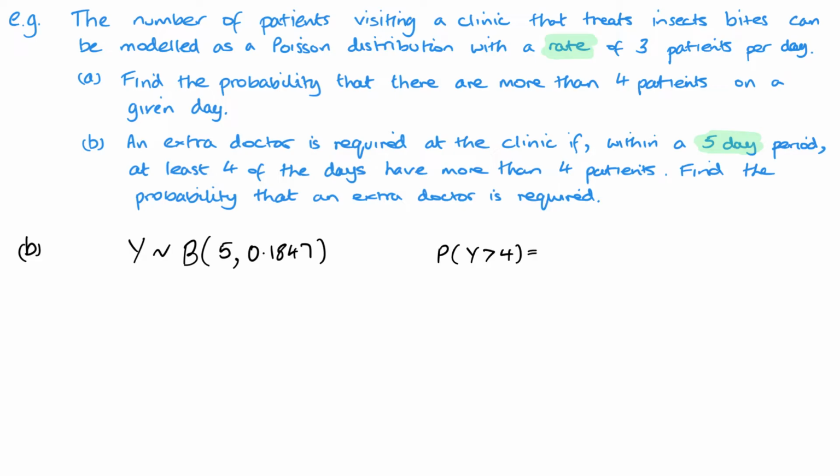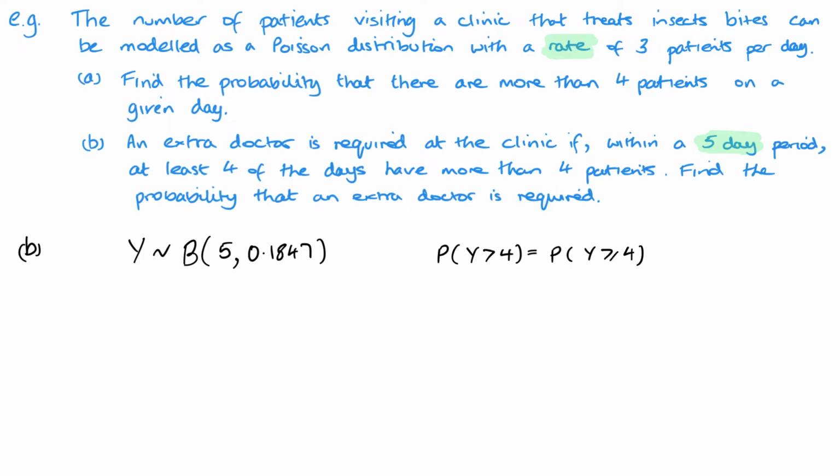Because earlier it was more than 4 patients on a given day, and now we're looking at 4 days where there are more than 4 patients. Which means that we're looking at the probability that Y is greater than or equal to 4. Now, quite clearly, this probability is not going to be within my binomial table.